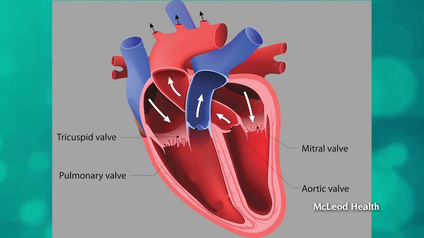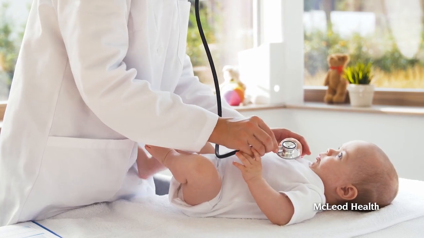So there's four major valves in the heart: the mitral valve, the tricuspid valve, the aortic valve, and the pulmonary valve. There can be abnormalities of every heart valve, which is why every murmur evaluation we look at each valve closely and determine not only if it developed normally, but how it works.